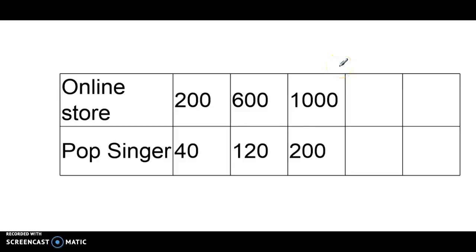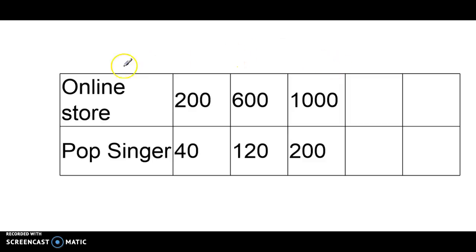So number 3, letter A, asked you about the constant of proportionality. Now, we're used to seeing constant of proportionality with a table, and they give it to you as a graph. So what I did for you here was took the ordered pairs off of the graph and put them into a table. I think it's a little bit easier to see this way, all right? So if the online store sold $200 worth of songs, the pop singer would have received $40.